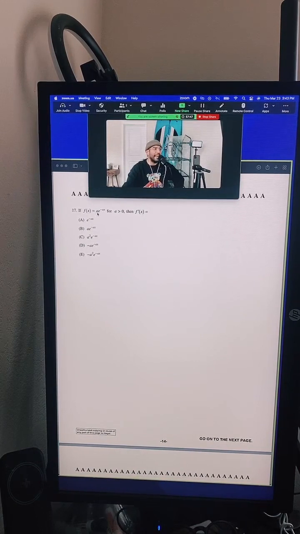f of x is equal to a times e to the negative a x, for a value a that's greater than 0. So we just need to find the derivative. All they're saying is that a is a constant. Let's not worry about that. So f prime of this function, well, first let's just go ahead and write the function.